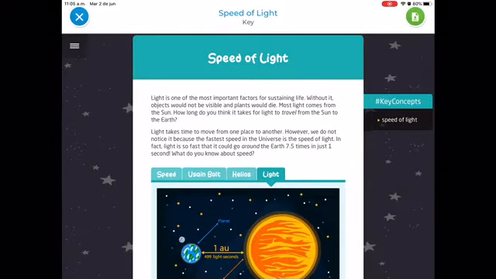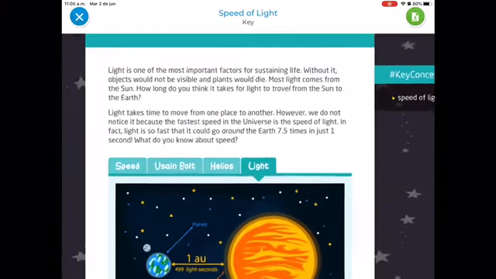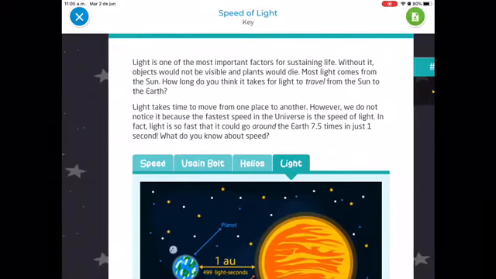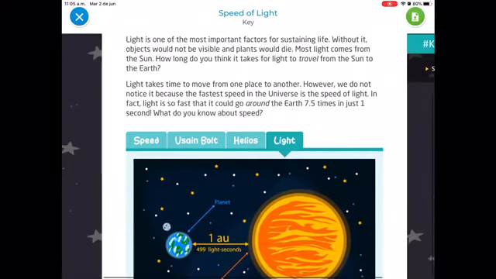How long do you think it takes for light to travel from the sun to Earth? Do you think it's a short journey or a long journey? Okay, I'll leave that question open for you. Light takes time to move from one place to another. However, we do not notice it because the fastest speed in the universe is the speed of light. So imagine, the fastest thing is light. In fact, light is so fast that it could go around the Earth 7.5 times in just 1 second.